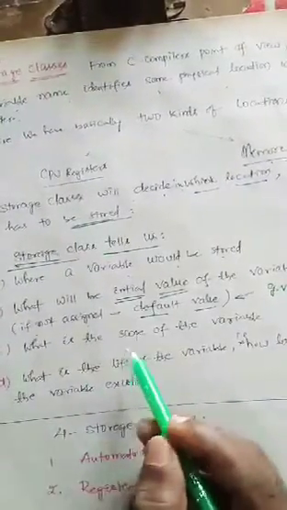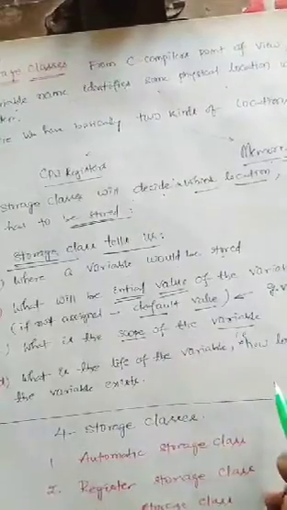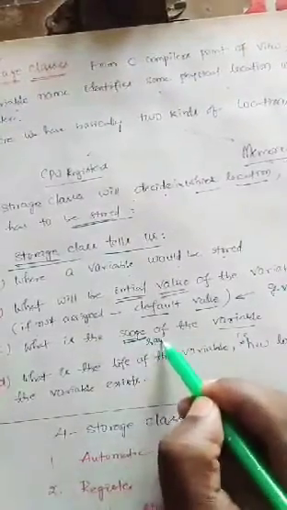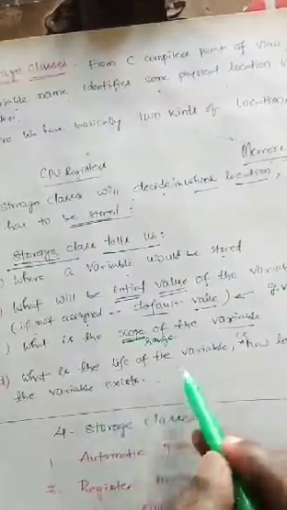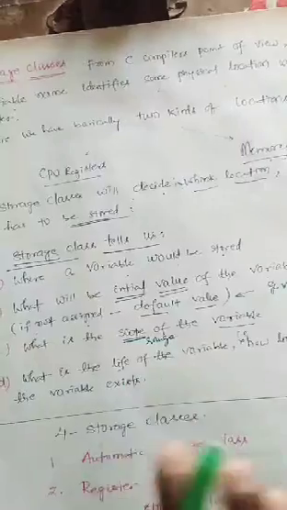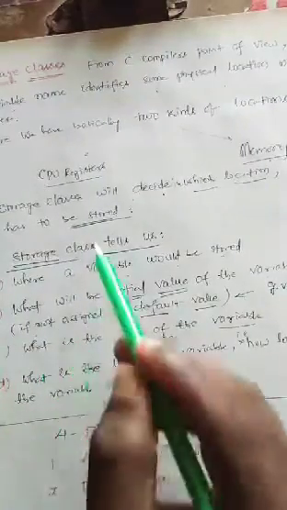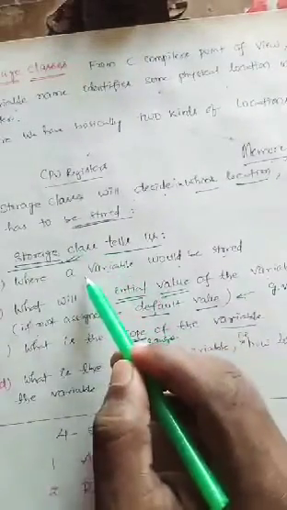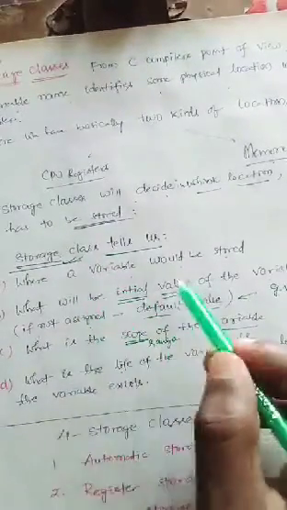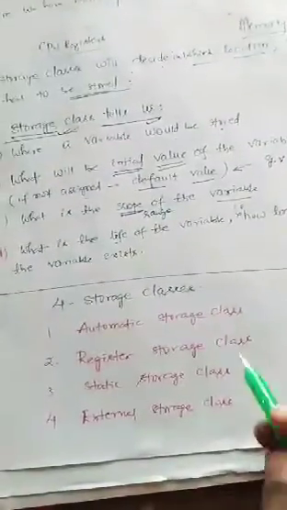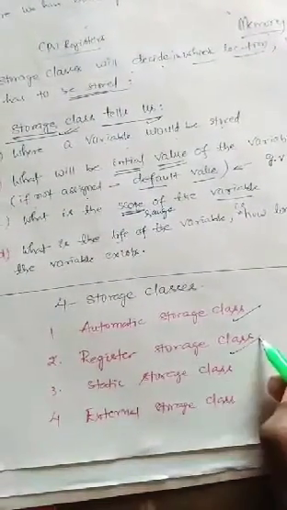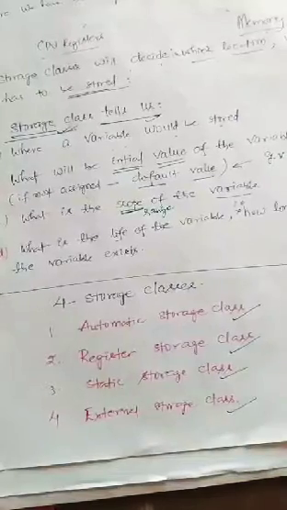The third point is the scope of a variable. In the previous video we studied scope, which is nothing but the range. The fourth is how long the variable exists, that is, the extent up to which the variable is available. These are the four points storage class informs us about, telling us what type of variable it is. Based on memory and CPU registers, we have four storage classes: automatic, register, static, and external.